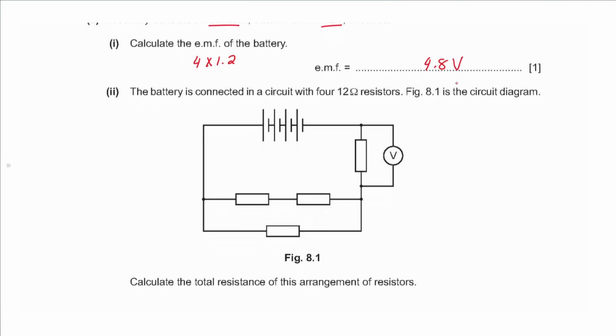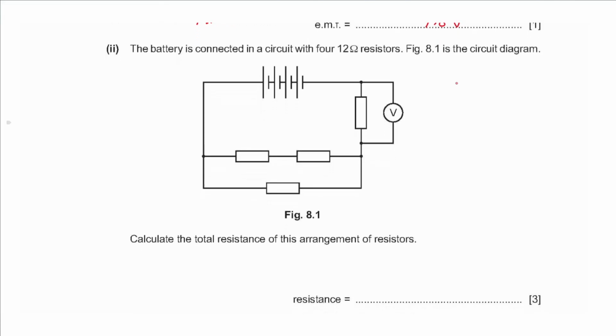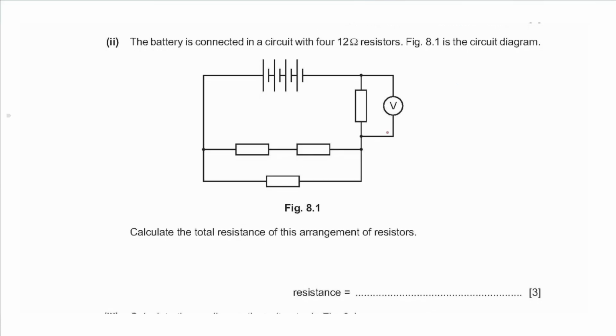Part I says the battery is connected in a circuit with 4 12 ohm resistors. Figure 8.1 is a circuit diagram. Calculate the total resistance of this arrangement. So we have a branch here and a branch here, which means this section is in parallel with this section, but outside we have a series connection.